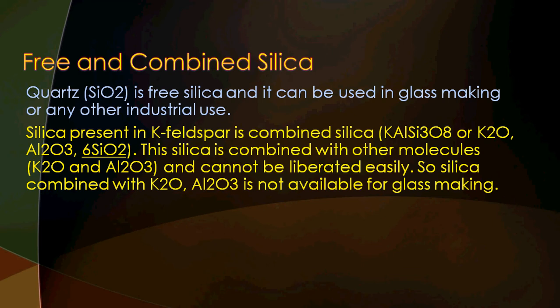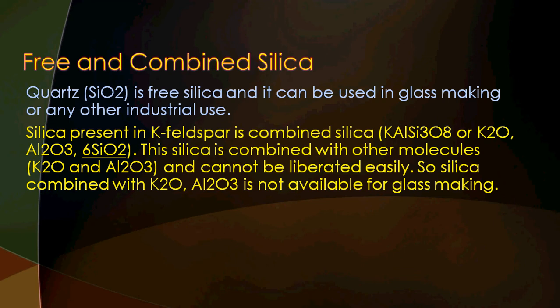Silica present in potash feldspar is combined silica. You can see in this formula KAlSi3O8, or in this formula there is one molecule of potash, one molecule of alumina, 6 molecules of silica. This silica is combined with other molecules and forming a mineral which is called feldspar.